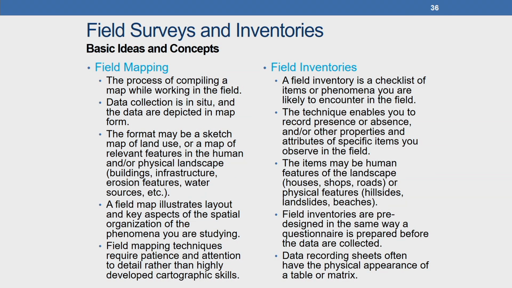Now, the basic conceptual difference between field mapping and field inventories is as follows. Field mapping is a process of compiling a map while working in the field. Data collection is in situ, it is collected there and the data are depicted in a map form, and the format may be a sketch map of land use or a map of relevant features in the human or physical landscape. For example, buildings, infrastructure, water bodies, irrigation facilities and so on.